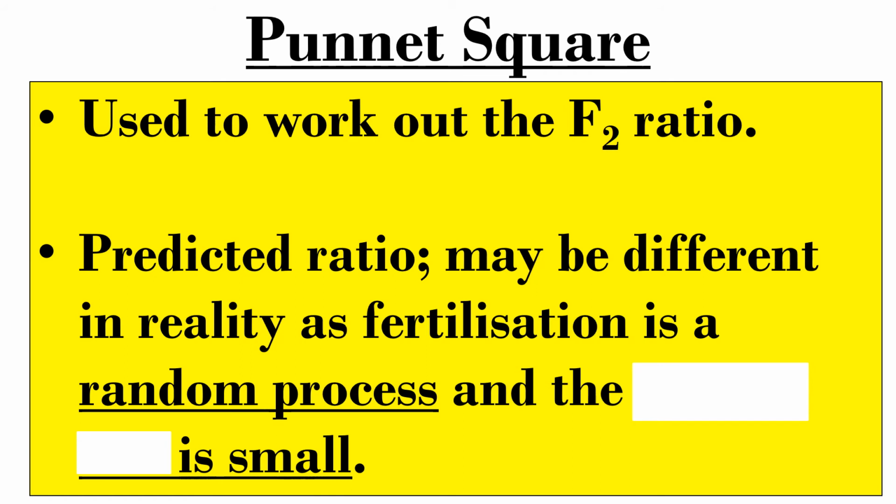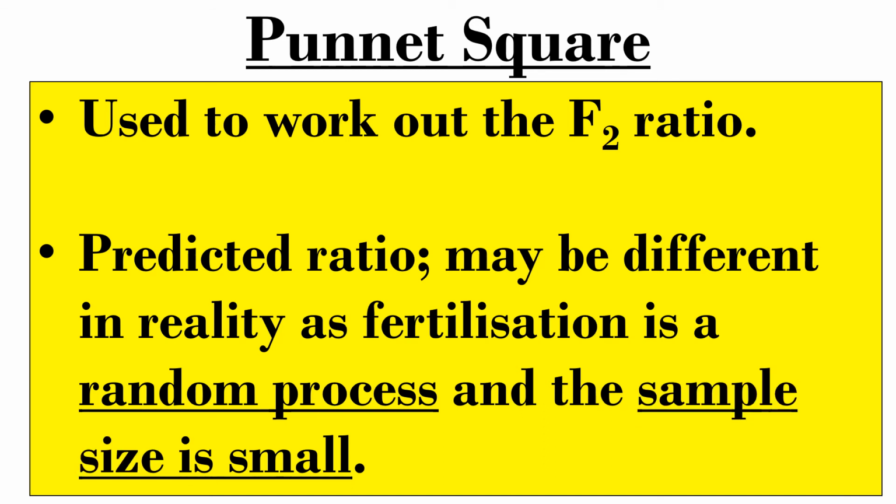And also, if you've only got, say, 4 offspring, then you've got a small sample size. Okay, so sometimes you might get asked why, if there was an experiment and it wasn't the 3-to-1 ratio that you expected, why might that be the case? And this is why.